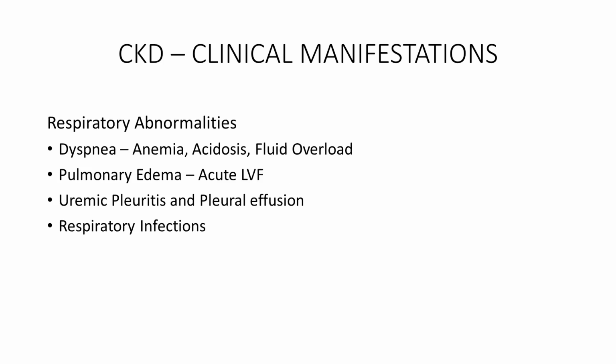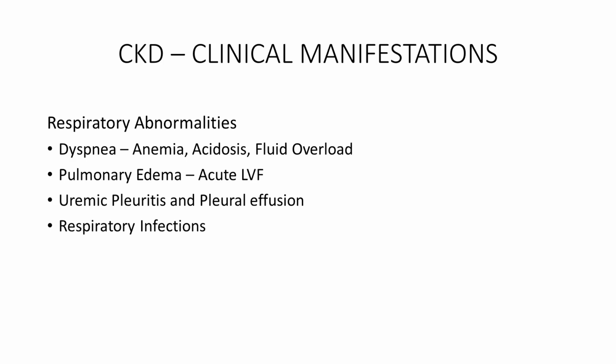Respiratory abnormalities: they can be dyspneic because of many reasons like anemia, acidosis, or fluid overload. Anemia is common in chronic kidney disease. The patients are acidotic, and if they take a lot of fluid, they can present with left ventricular failure. Pulmonary edema and left ventricular failure can also be a presentation. Uremic pericarditis, we have already discussed.